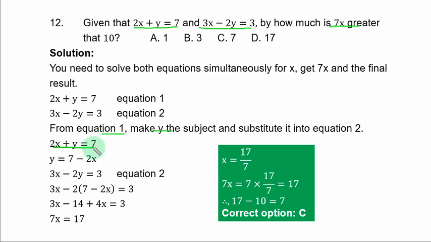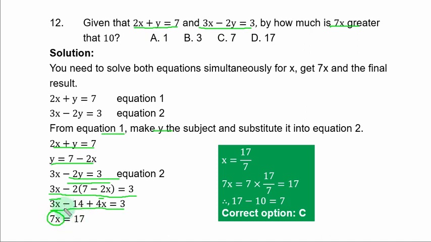This is equation 1. If you make y the subject, you have y equal to 7 minus 2s. Now this is equation 2. You replace y with 7 minus 2s. So you have 3s minus 2 bracket open, 7 minus 2s bracket close equal to 3. You open this bracket with minus 2 and you have 3s minus 14 plus 4s equal to 3. If you add like terms, 3s and 4s, you have 7s.